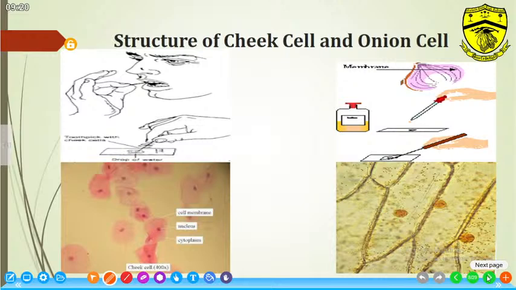Take a clean glass slide. Next, put a drop of water and transfer the specimen onto the slide. Cover the specimen using a cover slip without trapping any air bubbles. That's very important, without trapping any air bubbles.